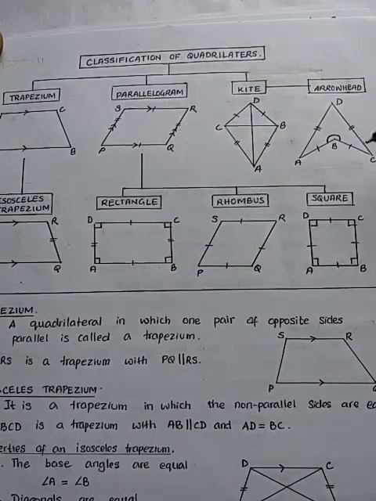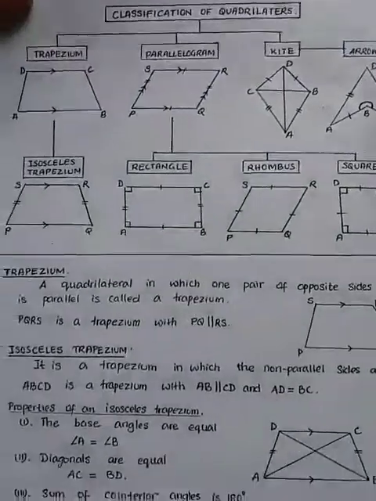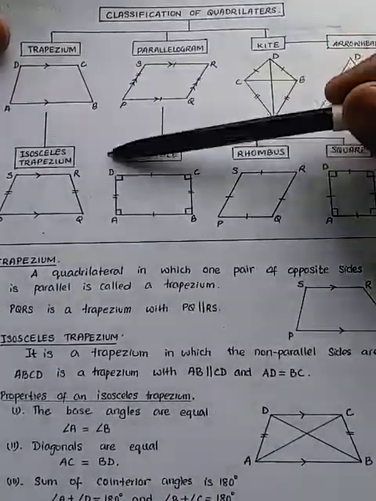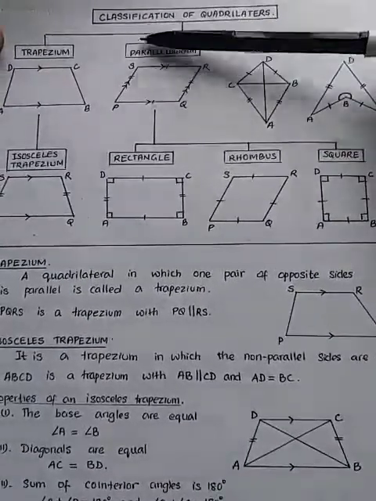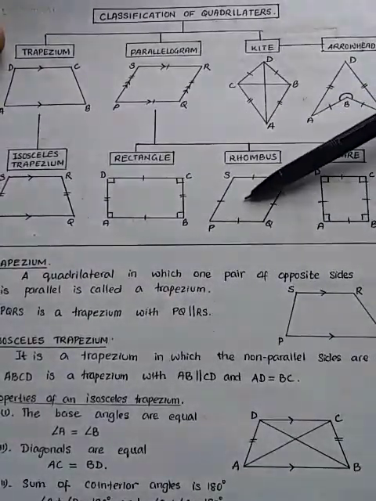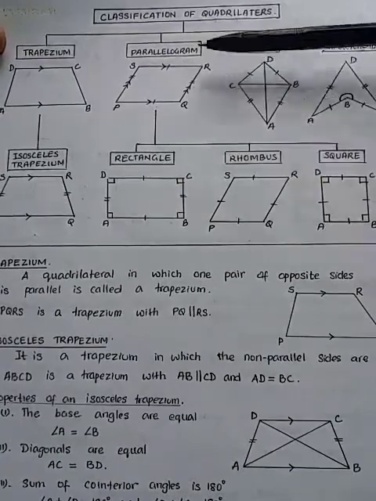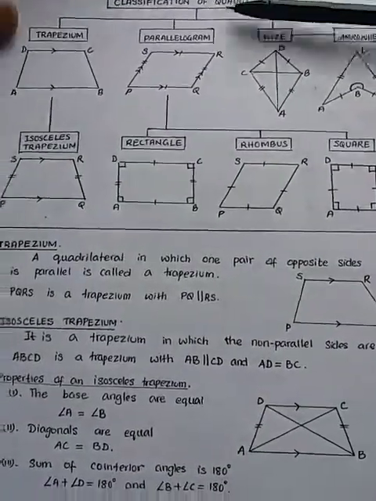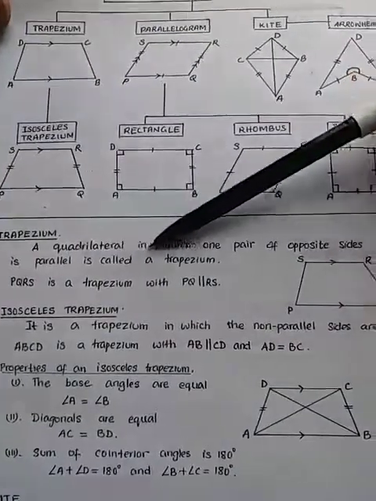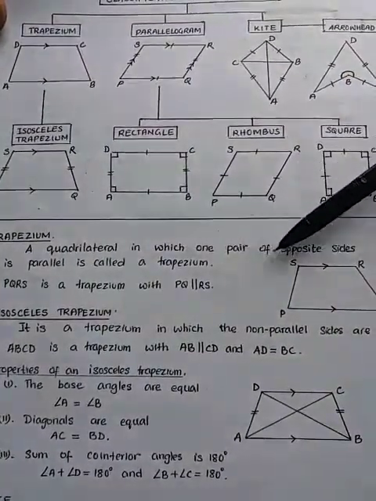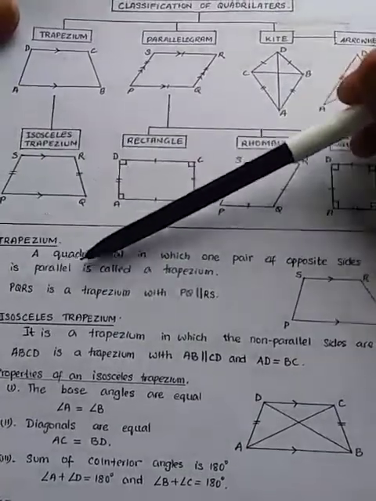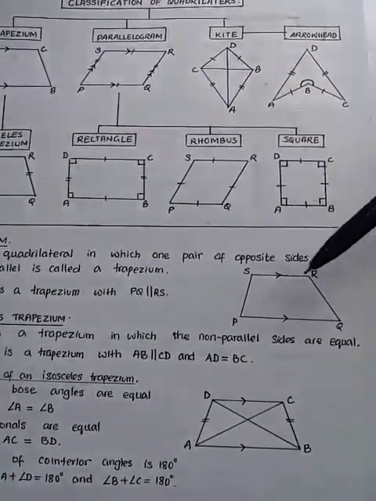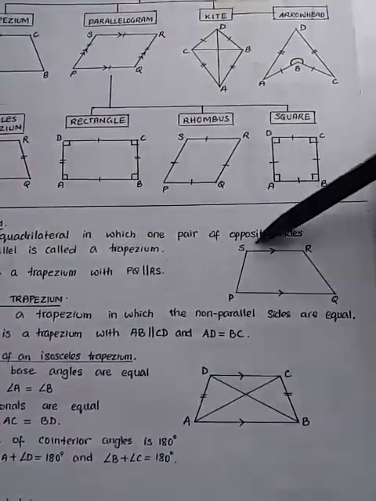Okay, so we'll be discussing one by one. So first of all, trapezium. So what is a trapezium? So here, as you can see, all these shapes have four sides, right? So all these come under the quadrilaterals. So trapezium means a quadrilateral in which one pair of opposite sides is parallel. Okay, so in a trapezium you will find that one pair is parallel.